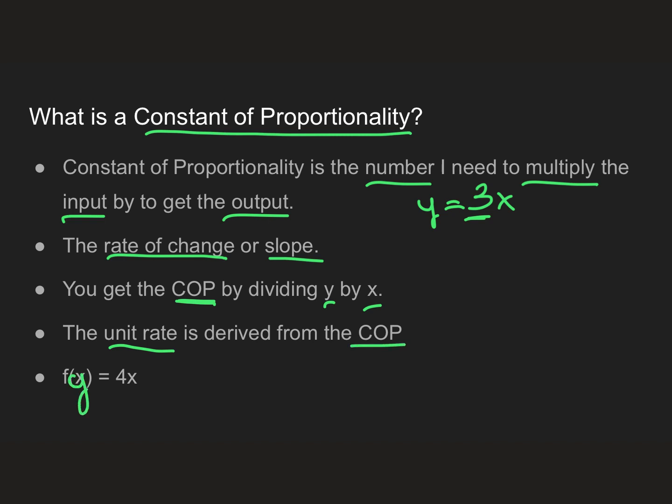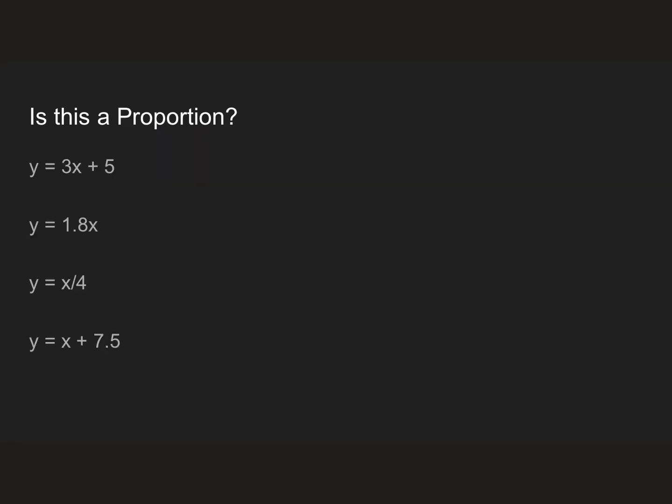So here y equals 4x, f of x is just another way to say y. The constant of proportionality would be 4. So we're going to go through these. Are they a proportion? We're looking at equations. So let's look at the first one.